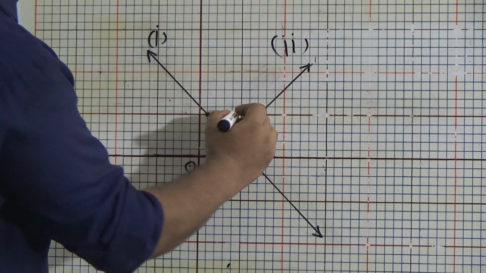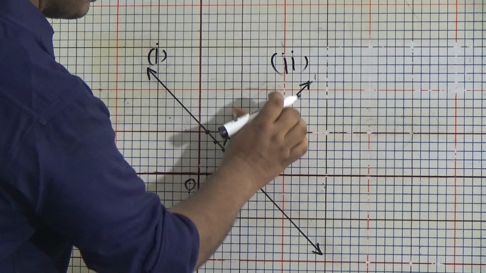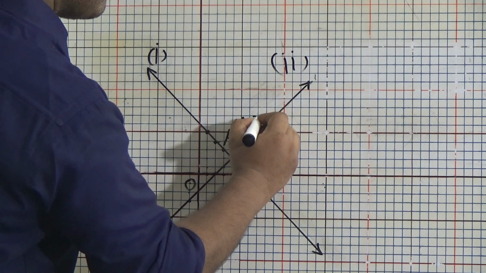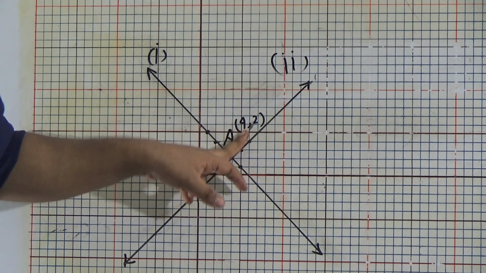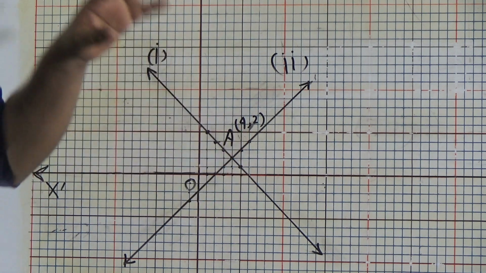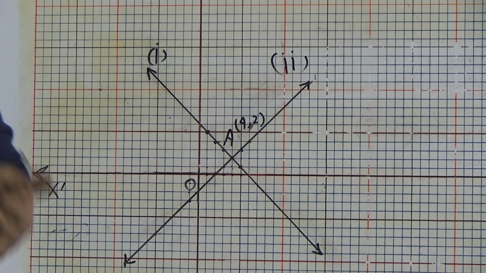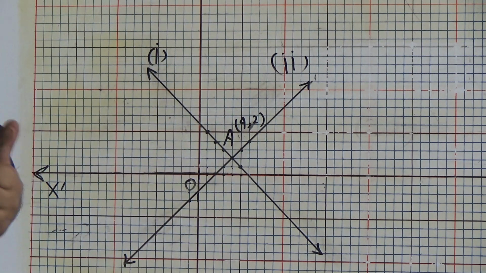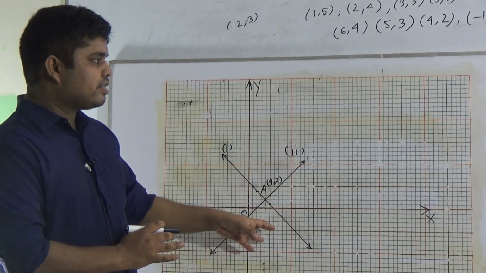So the point is 4, 2, and it is the required solution of these two equations. I hope you have understood. When two straight lines intersect at a point in a graph, then that abscissa and ordinate will be the solution of that pair of equations, my dear student. This is the graph.